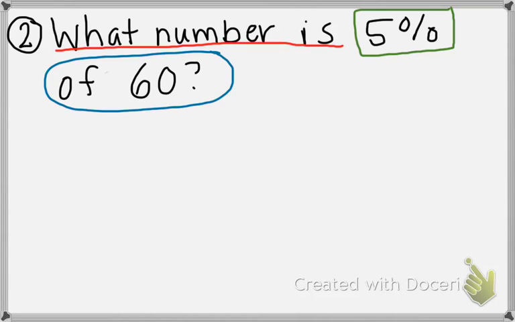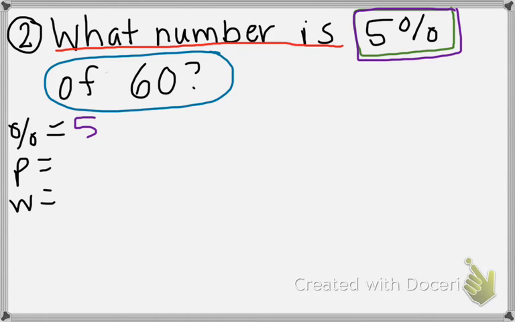So now we're going to put percent equals, part equals, and whole equals. For the percent, we see that we have a percent sign here, right? 5%. So we're just going to put 5. The part. Now the word that goes with part is "is", and we see that we have "what number is". Do we know what number? No. So we're going to label that as X. The whole, right? "Of" goes with whole. And we see "of 60". So the whole is going to be 60.